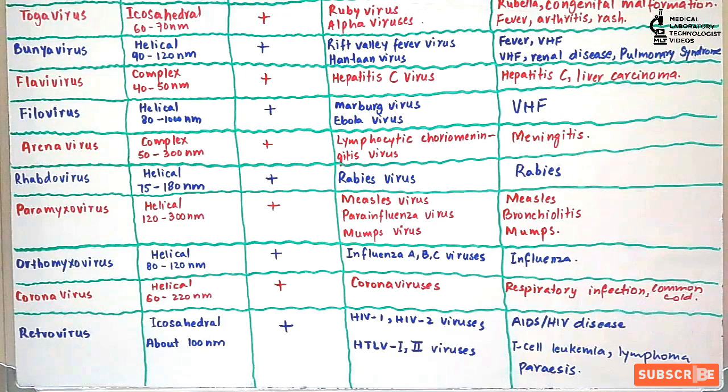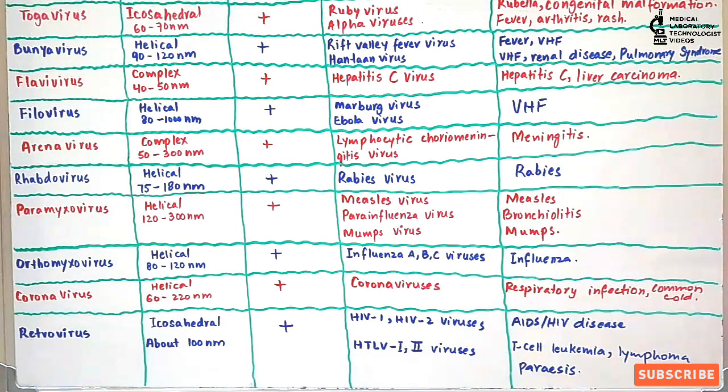Retrovirus is icosahedral in shape, and its size is about 100 nanometers. It also contains an envelope. The viruses in the retrovirus family are HIV-1, HIV-2, and HTLV-1 and 2, which cause the diseases AIDS, HIV, T-cell leukemia, lymphoma, and paralysis.